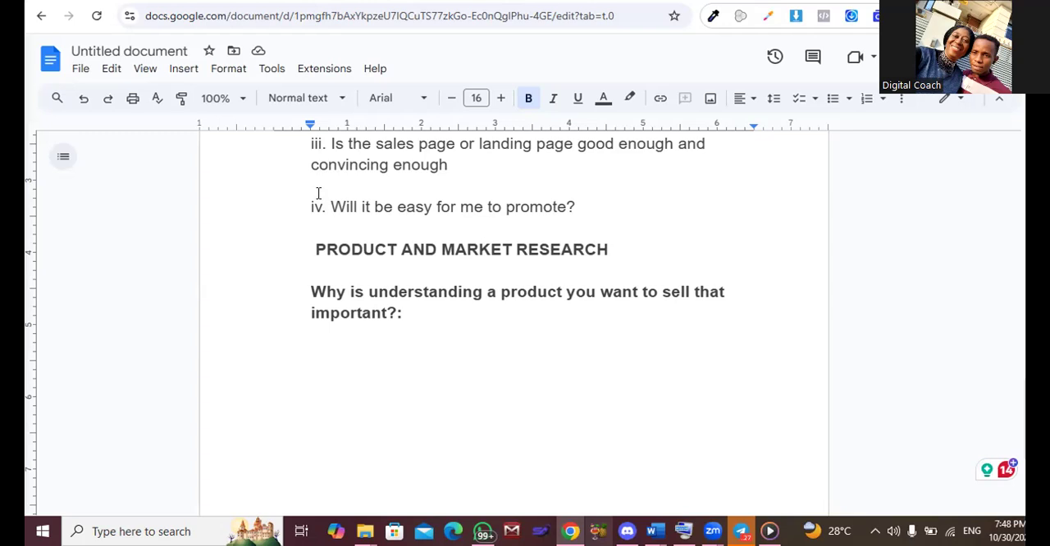Number two, customer research: identifying and understanding the people who will buy the product you are promoting. What are their pain points? The people you are trying to promote this product to, what are their pain points? Because it is their pain point you use to promote this product to them. It is their pain point you'll be hitting at.